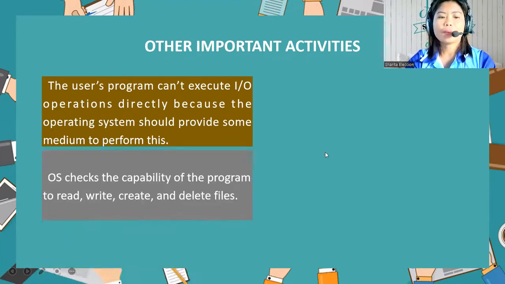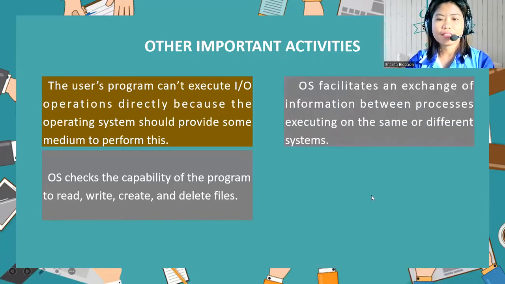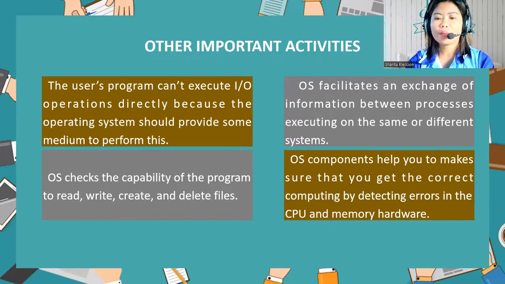The operating system checks the capability of the program to read, write, create, and delete files. Next, the operating system facilitates an exchange of information between processes executing on the same or different systems. Next, operating system components help you make sure that you get correct computing by detecting errors in the CPU and memory hardware. Okay, so those are other important activities.